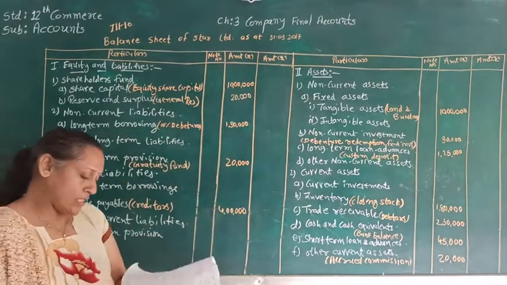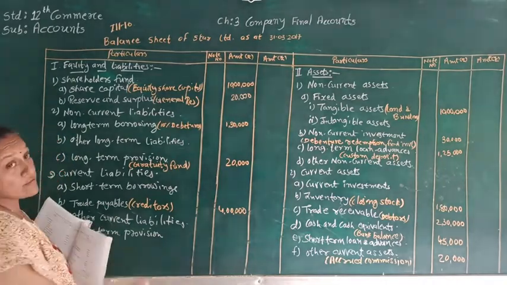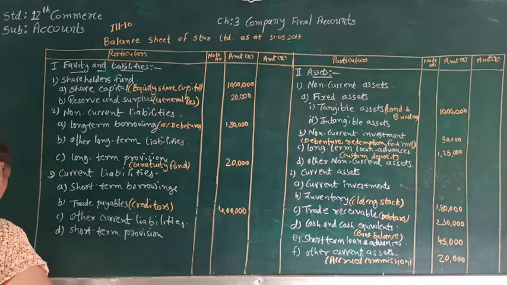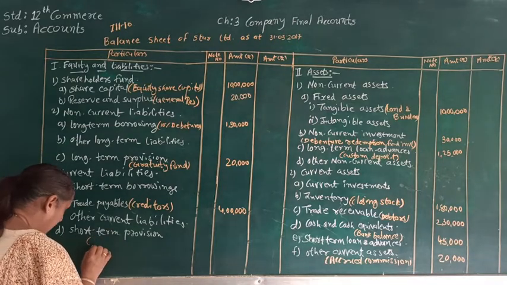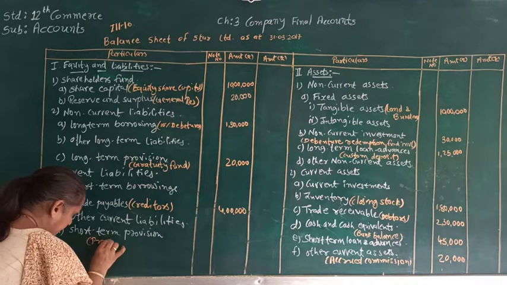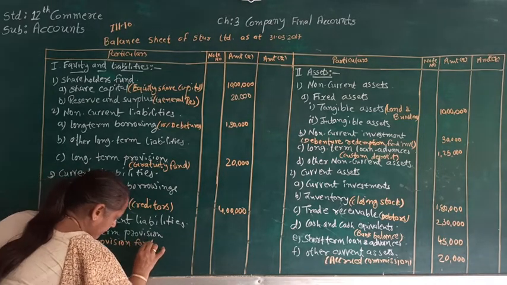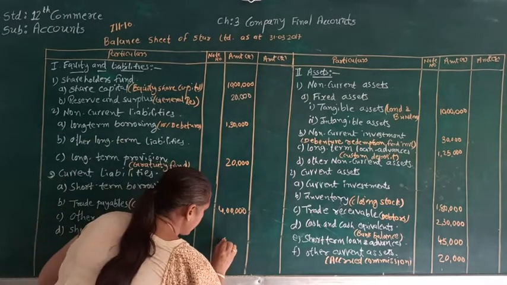After the gratuity, the other head is provision for taxation, and provision for taxation is a short-term provision, and it's supposed to be written under the head short-term provision. So that is it. And the amount of that is 60,000.